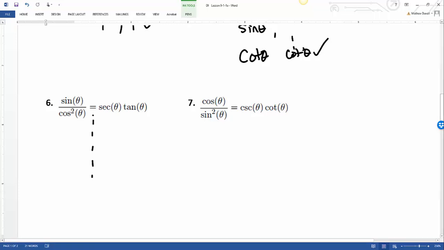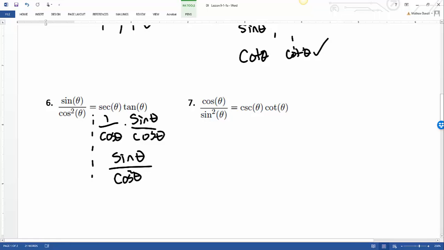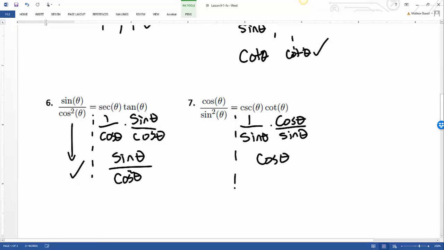So no Pythagorean, no algebra, change everything to sines and cosines. So secant is 1 over cosine. Tangent is sine over cosine. And look at that. Step 2, multiply together. Same here. 1 over sine theta. Cosine theta over sine theta. So then you get cosine over sine squared theta.